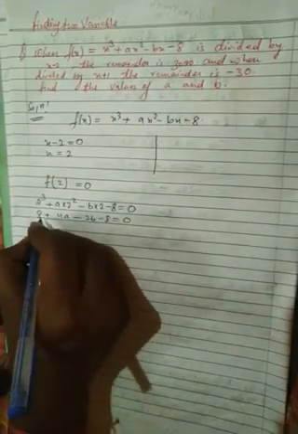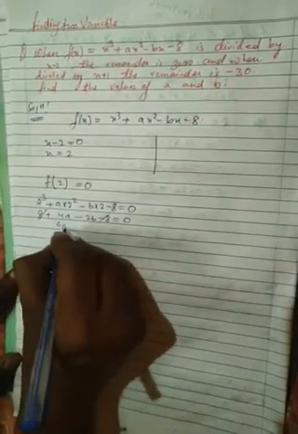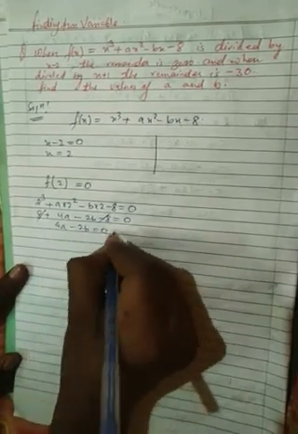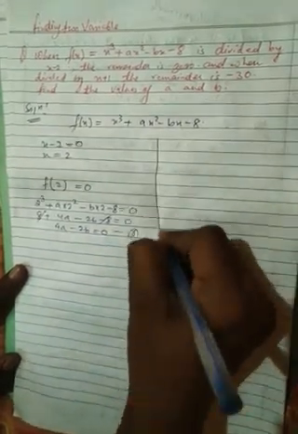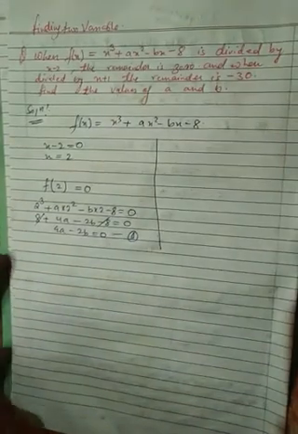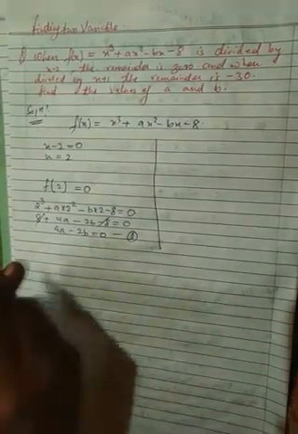Therefore we get how much? 8 and 8 cancel. 4a minus 2b is equal to 0. This is the first equation. Clearly we will get simultaneous equations here. Understood? Now the second one, what do we do?